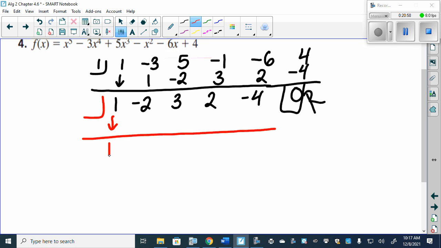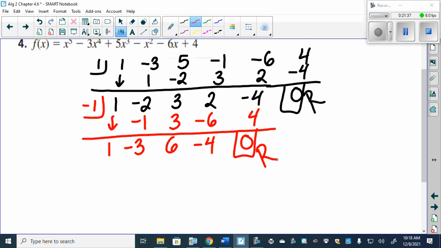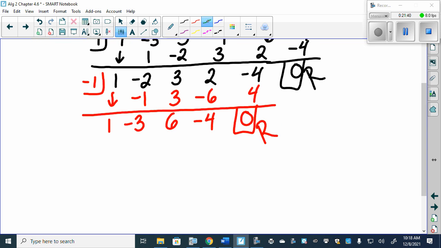All right. What number can we do next? Negative 1. Negative 1 times 1 is negative 1. Negative 2 plus negative 1 is negative 3. Negative 1 times negative 3 is 3. 3 plus 3 is 6. Negative 1 times 6 is negative 6. 2 plus negative 6 is negative 4. And negative 1 times negative 4 is 4. And negative 4 plus 4 is 0, giving us a remainder of 0, which is exactly what we wanted.